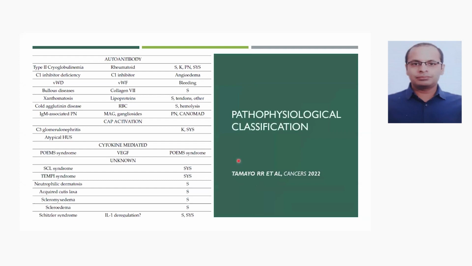What is the pathogenesis? These can be because of autoantibodies. Like in acquired vWD, we have autoantibodies against von Willebrand factor, type 2 cryoglobulin and rheumatoid factors. Then there can be complement activation, leading to atypical HUS or C3 glomerulonephritis. Cytokine mediated, like POEMS, where the cytokine involved is VEGF, or unknown mechanisms.